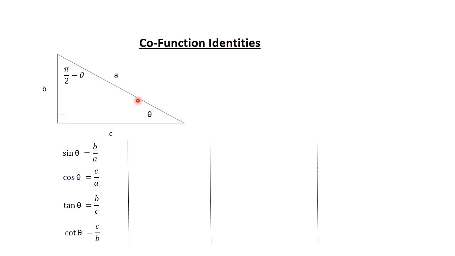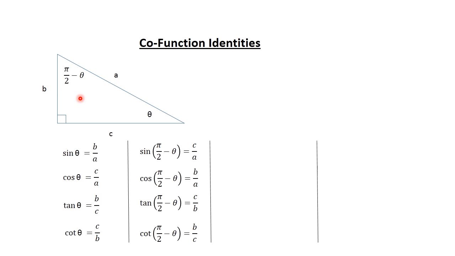Let's now change our perspective. Not looking at this angle anymore. Let's look at this angle over here. So we're going to find the sine, cosine, tangent, and cotangent of this angle, the pi over 2 minus theta. Well, the sine of that angle would be c over a. It's opposite over hypotenuse. The cosine of that angle is equal to adjacent over hypotenuse, or b over a. The tangent of this angle is equal to c over b, opposite over adjacent, and the cotangent would be the inverse of that, b over c.